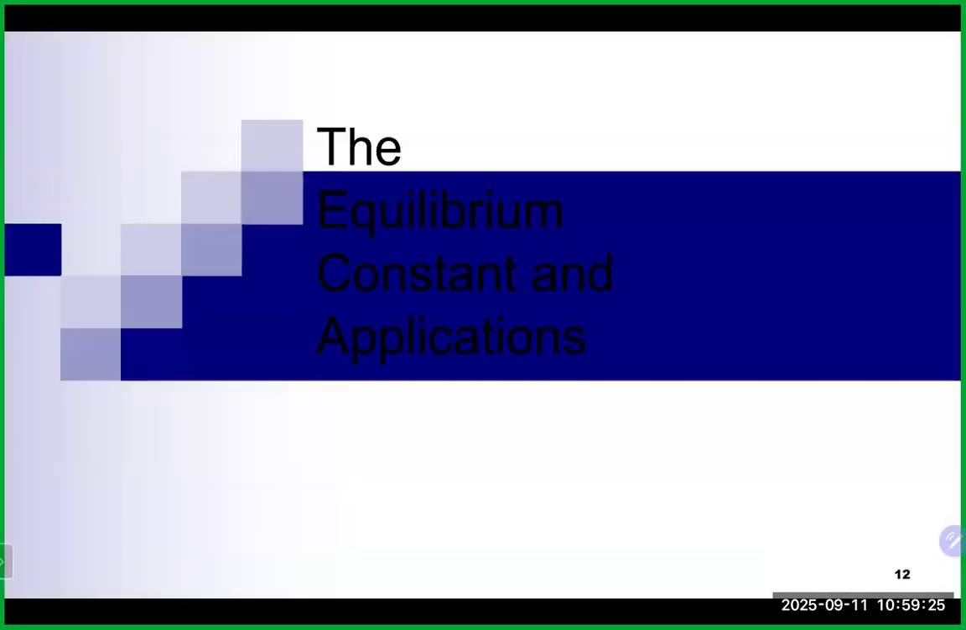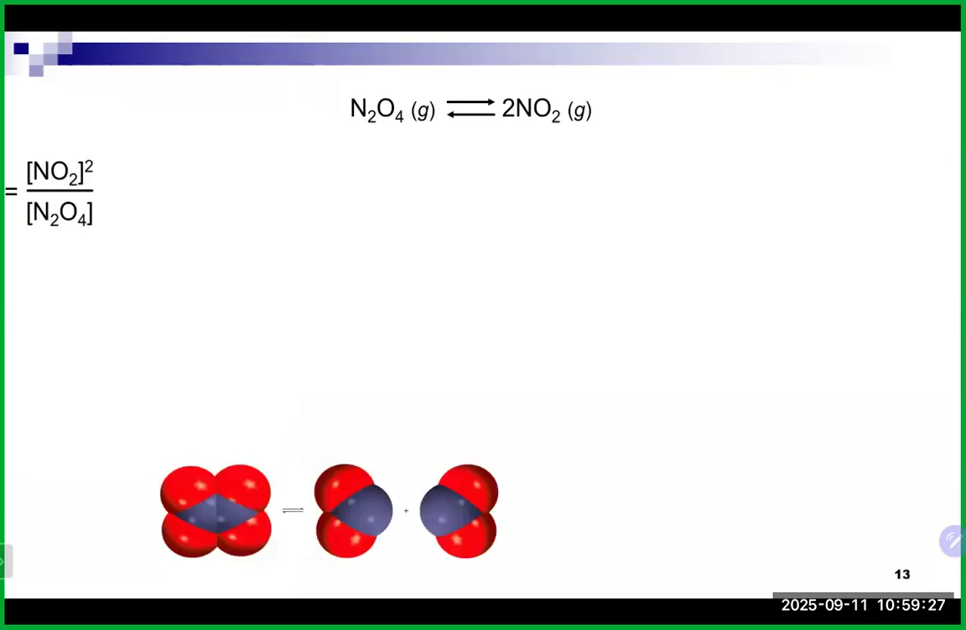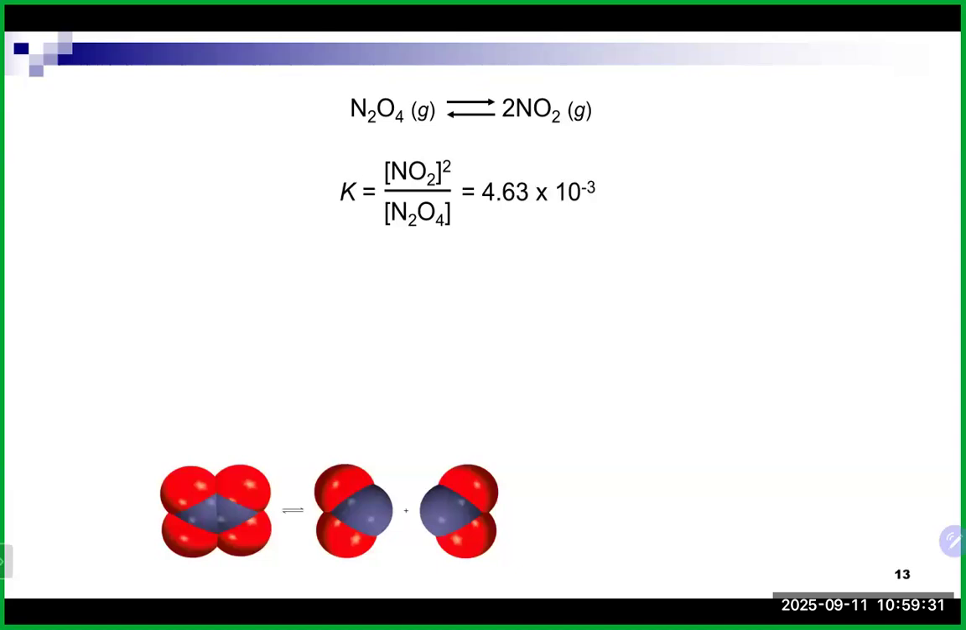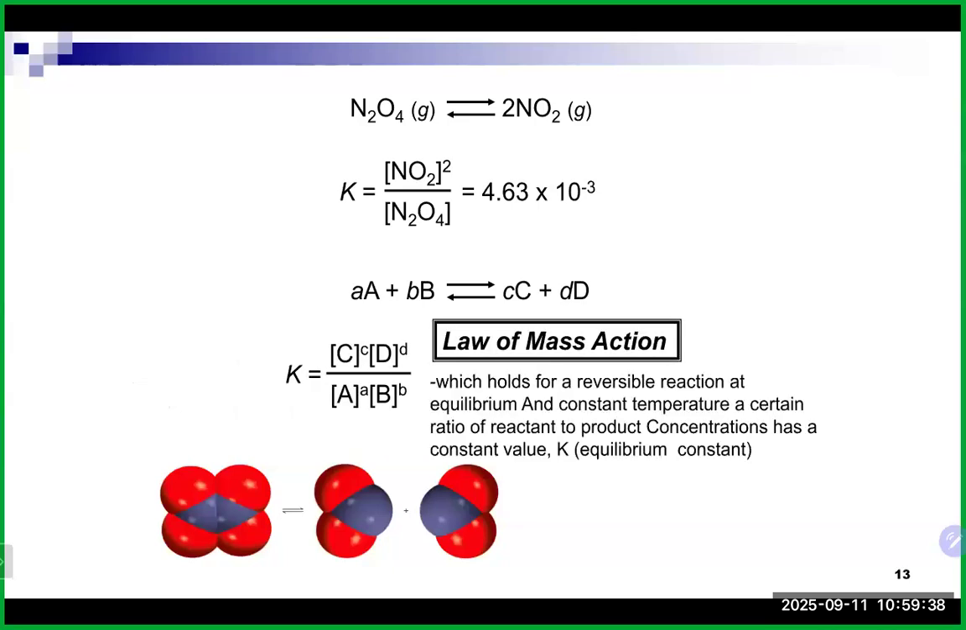Get that there. So let's talk a little bit about the equilibrium constant and its application. If we have this reversible reaction, there is a constant relationship, and it is, as I mentioned before, the equilibrium constant. This is capital K, not lowercase k, as we know is the rate constant. So this is capital K, and that is the equilibrium constant.